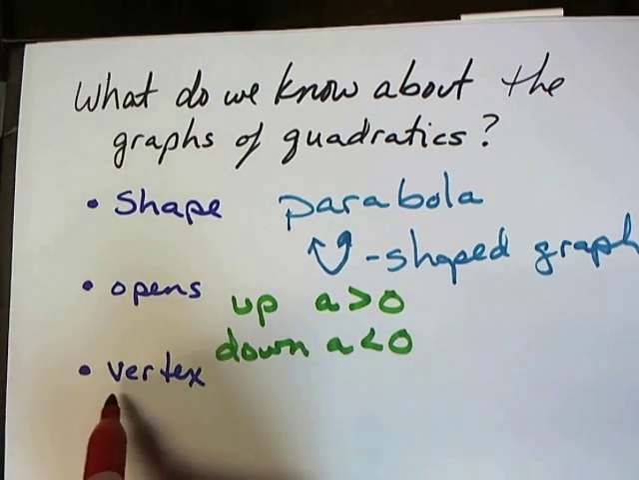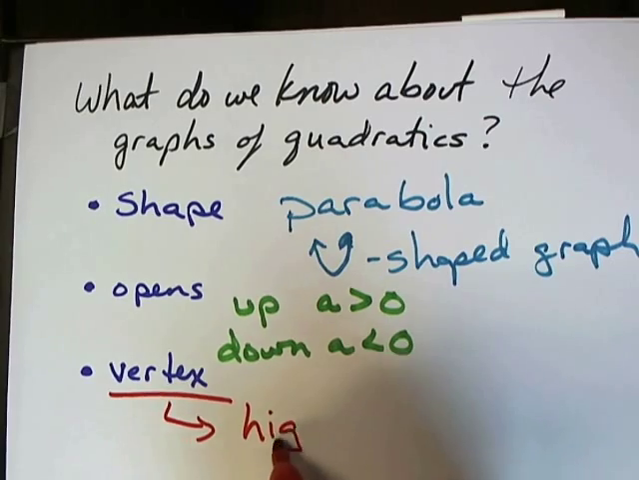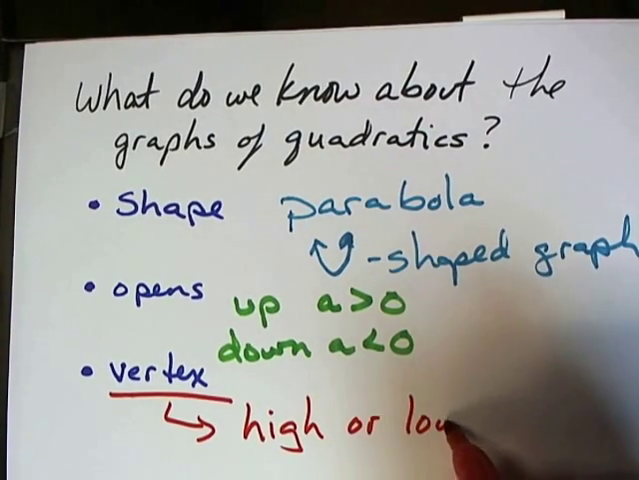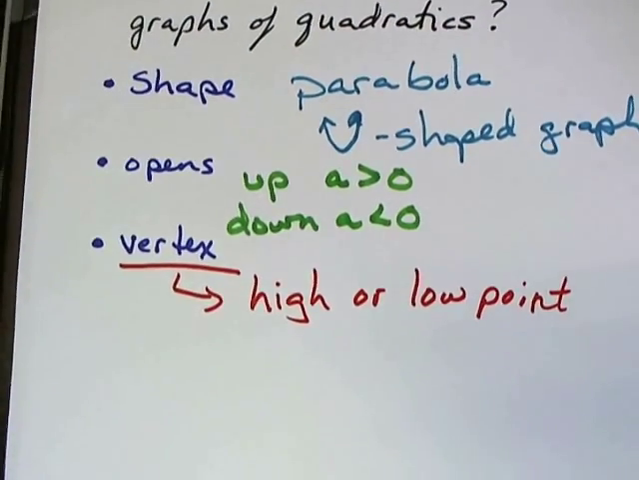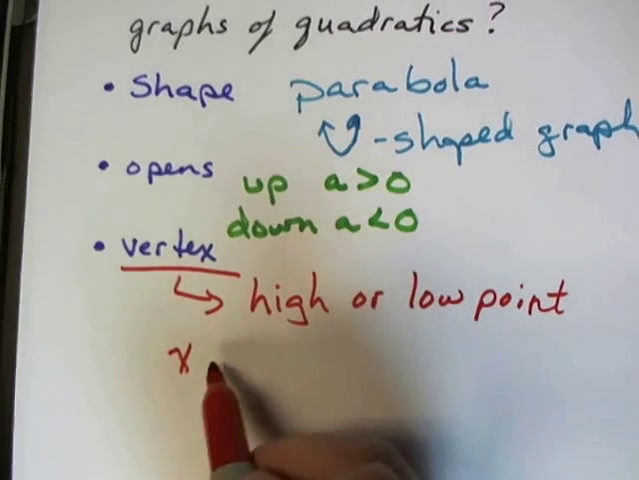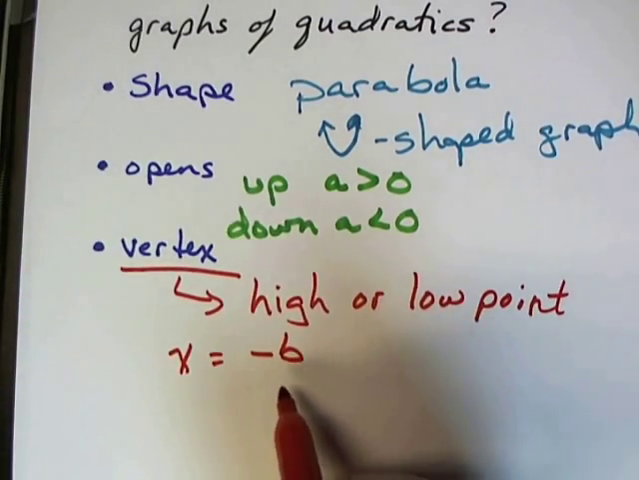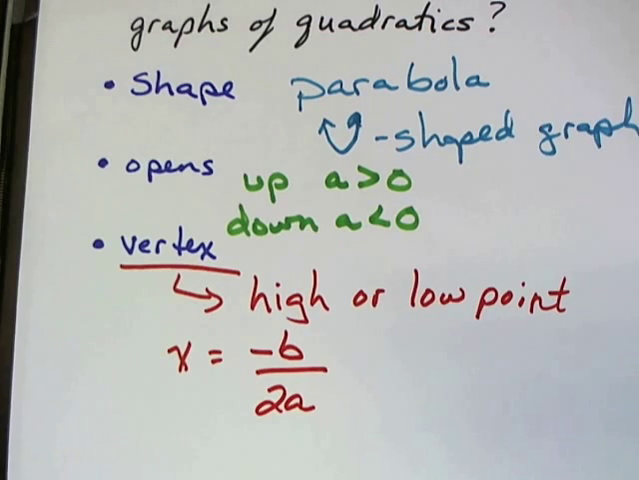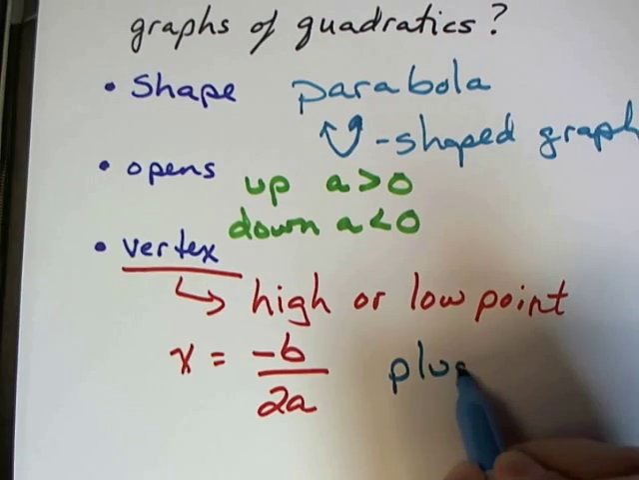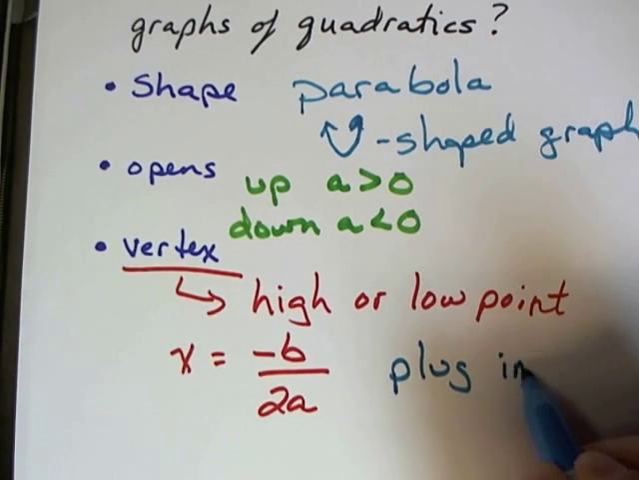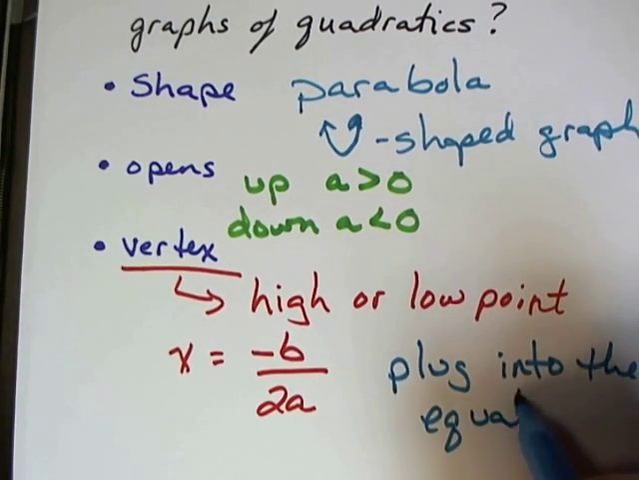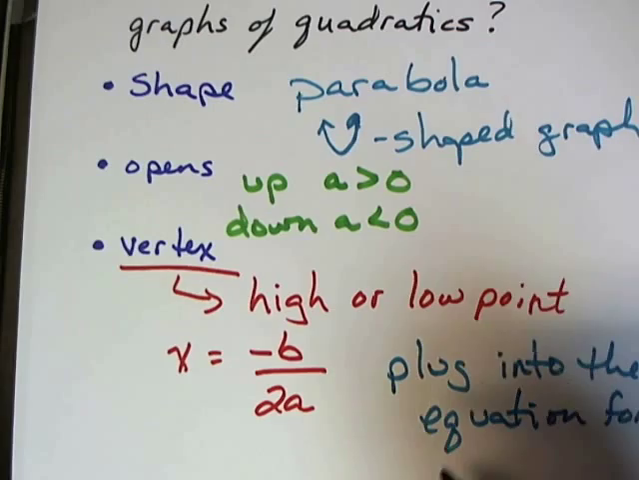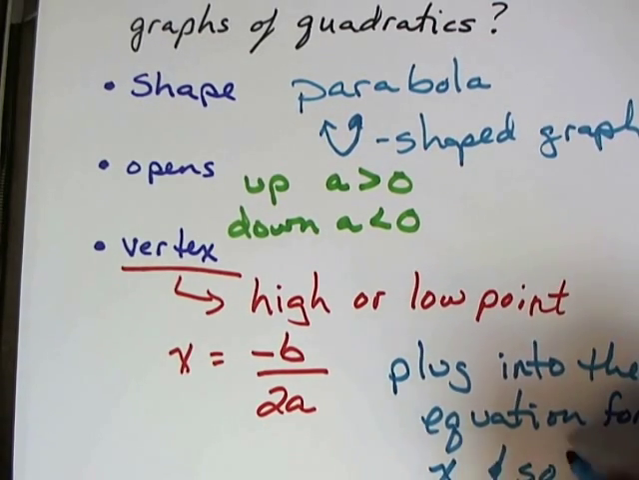We know that it has a vertex, which is the high or low point, where it curves. And we can find the x value of the vertex by taking the opposite of b over twice our a value. Once we know that, plug that value into the equation for x and solve for y.